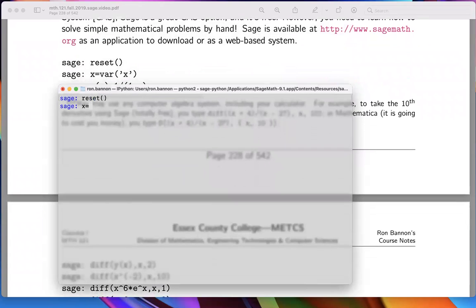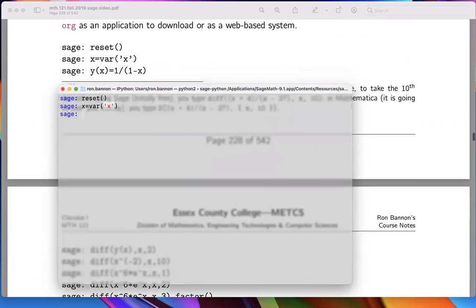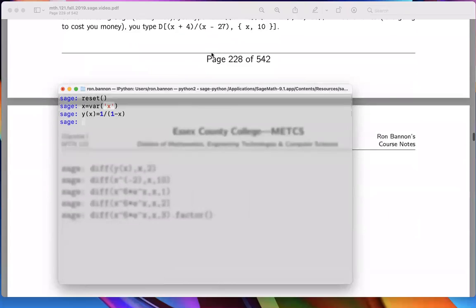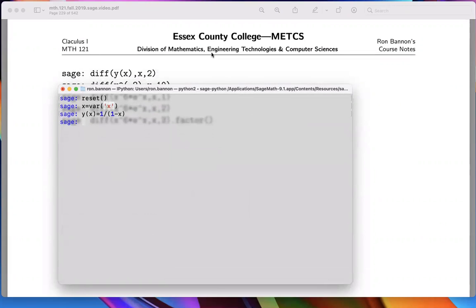I'm going to define x as a variable, and then I'm going to define a function y of x. What's y of x? It's being assigned 1 over 1 minus x. Okay, now what do they want to do? They want to differentiate y of x with respect to x. But now with the 2 over here, what they're saying is something. Let's just see what it gives us back, and then we'll discuss what it's saying.